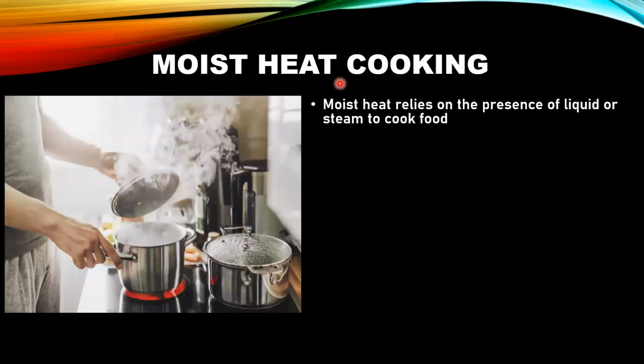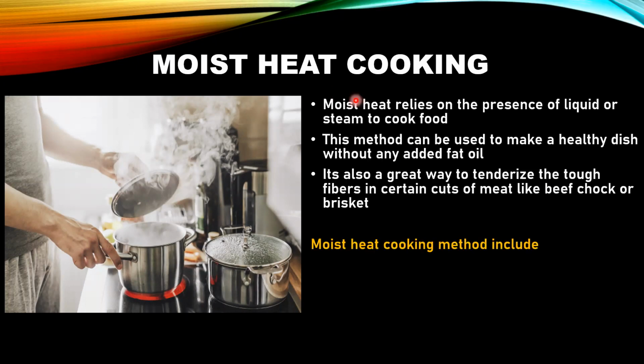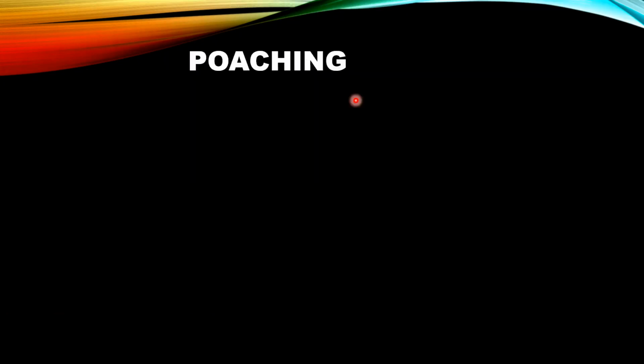In moist heat, the heat relies on the presence of liquid or steam to cook food. This method can be used to make a healthy dish without any added fat or oil. Moist heat cooking methods include poaching, simmering, boiling, and steaming. Number one under moist heat methods of cooking is poaching.